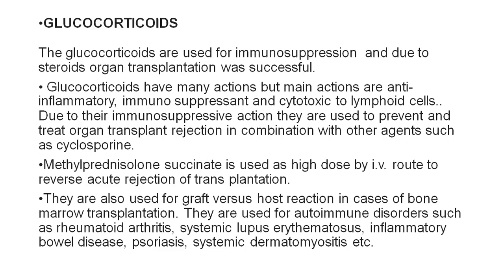They are used for autoimmune disorders such as rheumatoid arthritis, systemic lupus erythematosus, inflammatory bowel diseases, psoriasis, systemic dermatomyositis. All these uses are also for cyclosporine. So glucocorticoids can be used along with cyclosporine. Uses are same for glucocorticoids and cyclosporine.